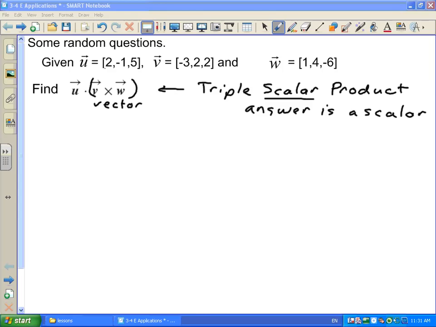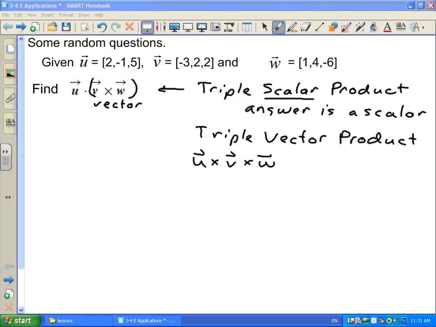There is also what is called the triple vector product, which would look like u cross v cross w. And of course it's called the triple vector product because the answer here is a vector. Doing the cross product of two vectors gives you another vector, and then the cross product of that vector with your first vector is another vector. Okay, so we've got these two triple products.